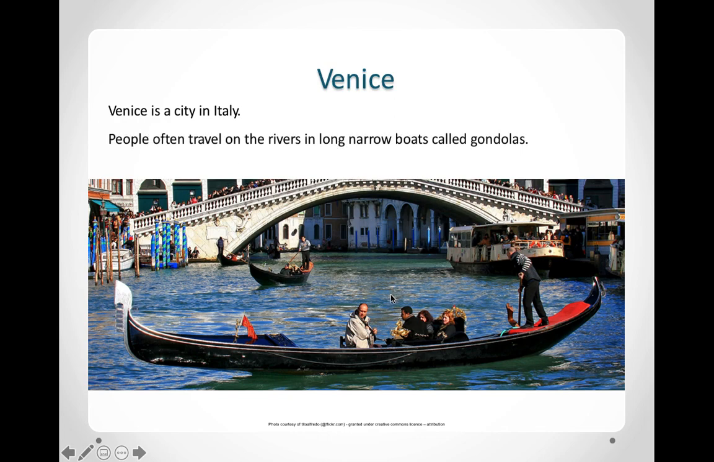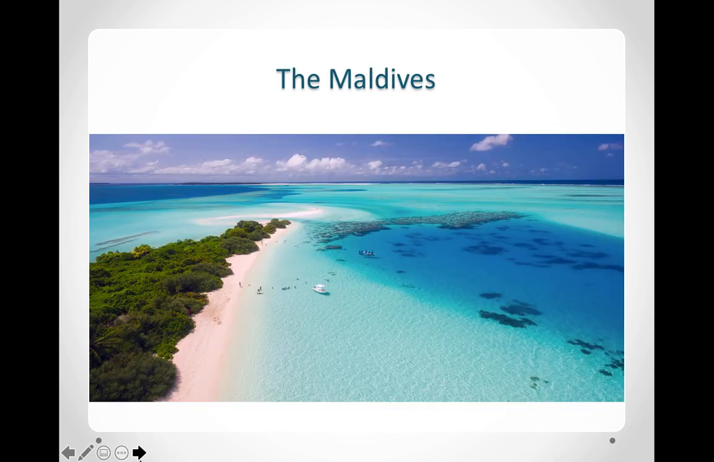Now Venice is a city in Italy. People often travel on the rivers in long, narrow boats called gondolas. So these are little gondolas and people sit in them. They are long boats. Now, if you look at the boats, are they motor powered or people powered? Are they powered by a person? That's right, by a person. Can you see the person is moving the boat around? There is no motor. Amazing work.